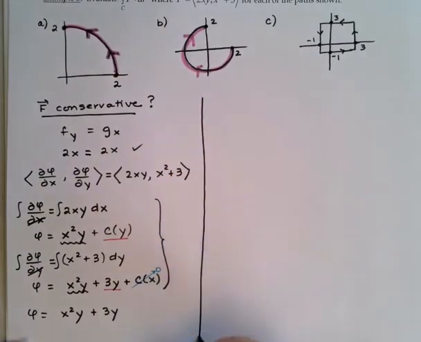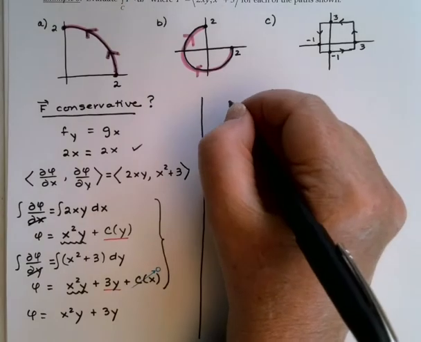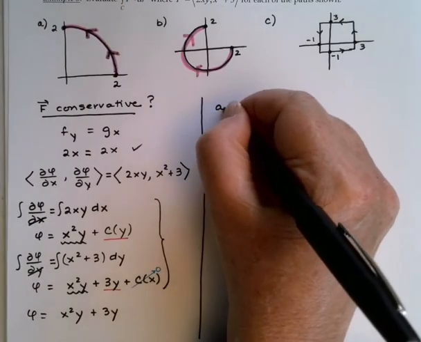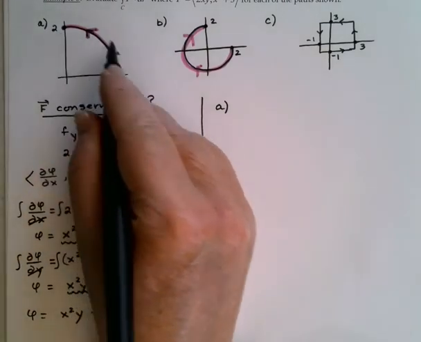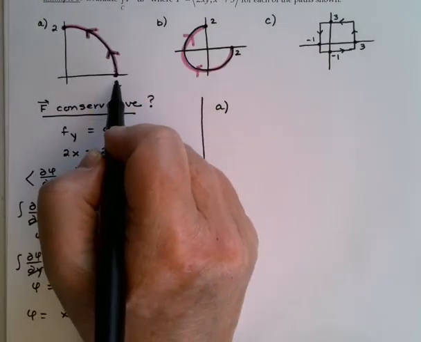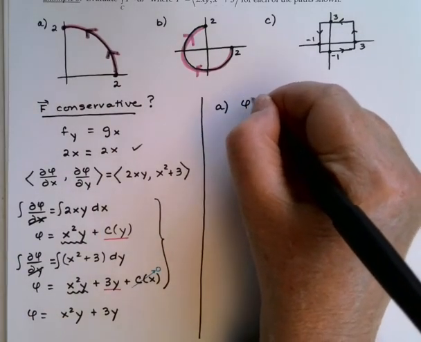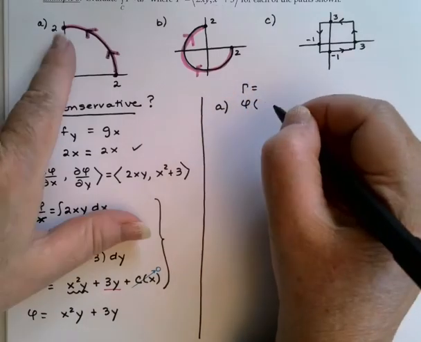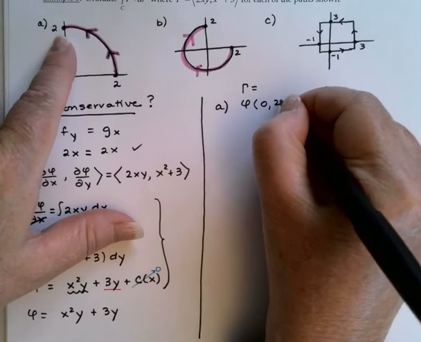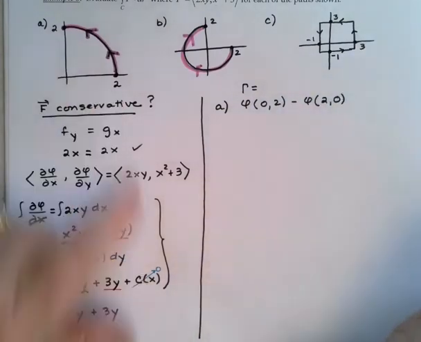All right, well, that's great, because now I should be able to solve these three line integrals very quickly, these circulation integrals. So in part A, I've got a quarter circle going from 2, 0 to 0, 2. Since I already know what phi is, I can say my circulation is phi of the end point, 0, 2, minus phi of the starting point, 2, 0.